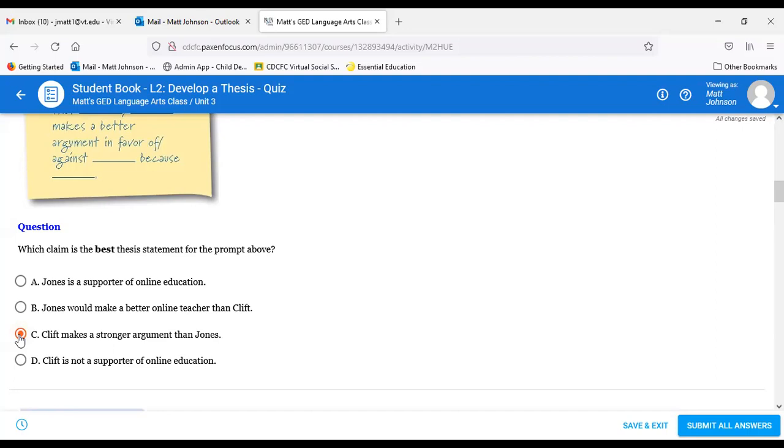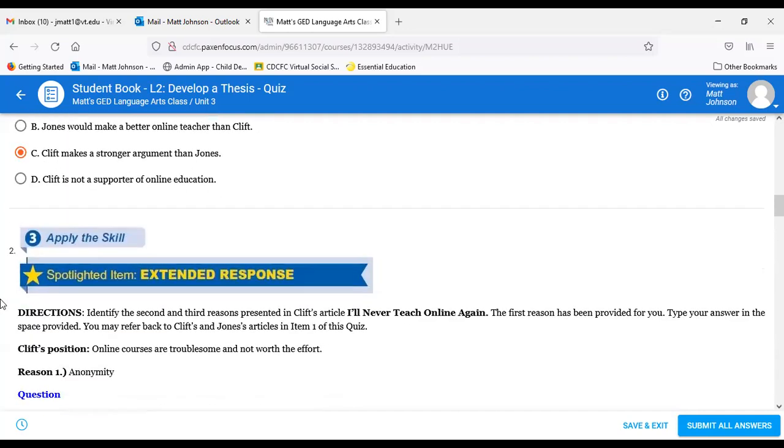We're discussing the benefits or drawbacks of online education. And then D, Clift is not a supporter of online education. Well, yeah, we see that in the article. That's well stated. Once again, though, that is not addressing both prompts, and that is more of an inference made by what she's written. C, though, we get a claim being made that Clift makes a stronger argument than Jones. And that's how you go about it, then for the rest of your writing, you would explain why you believe that. So C for number 1.